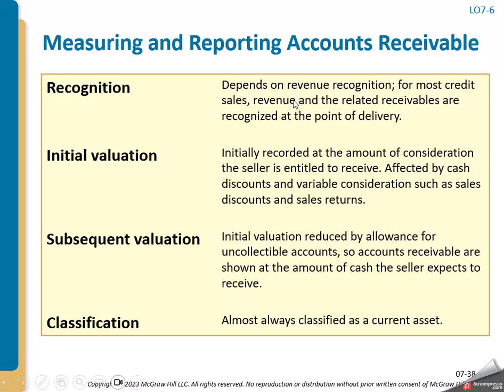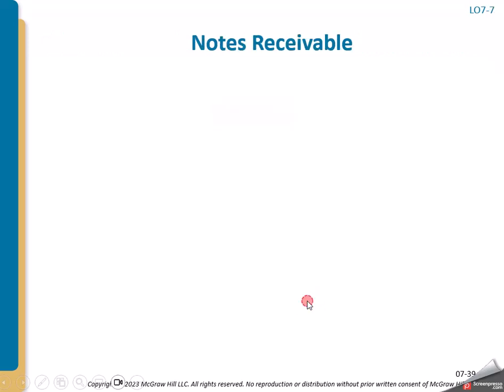So again, recognition of our revenue. Most of our credit sales are going to go into receivables at the time that they're delivered. They should be valued at that net realizable value, what we expect to receive. So that might be minus those sales discounts, minus sales returns. It'll be adjusted by this allowance for uncollectible accounts. And then our accounts receivable are always a current asset.